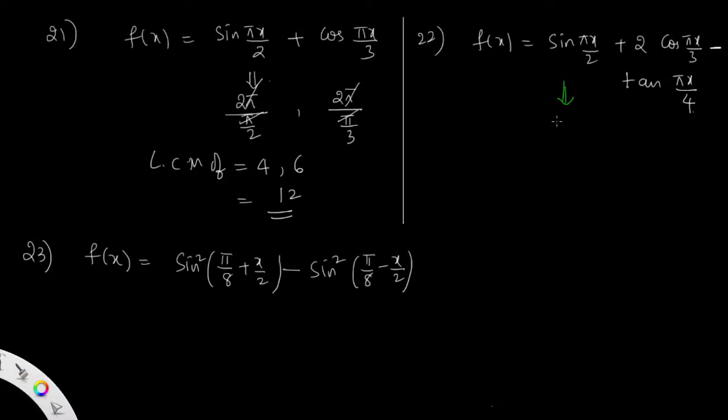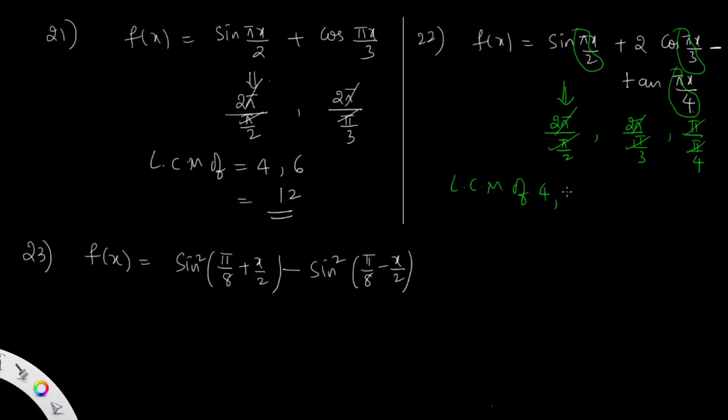Pi by 2... 2 pi by mod a, nothing but the x coefficient, so that is similar to the previous problem. And the coefficient of cos x gives pi by 3. Next, the coefficient of tan gives pi by mod a, pi by 4. Then pi will get cancelled, and taking the LCM of 4 and 6 and 4, which is obviously 12. That's all.